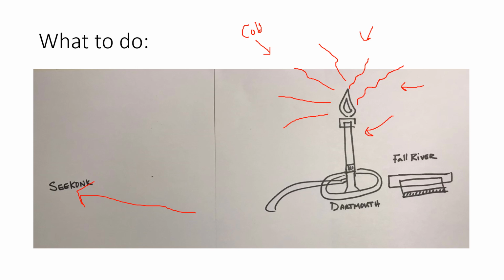Other things that we want to do while we're streaking plates. We never want to talk over the plate because bacteria that's in our saliva is going to come out of our mouth and land in the agar. You don't want to sneeze or cough around the plate for the same reason. You also don't want to remove the plate from your sterile field while you're streaking.